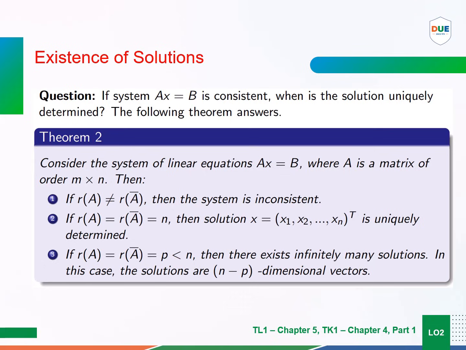Second, if the two ranks are equal and also equal to the number of unknowns n, then the system has a unique solution. Third, if the two ranks are equal to some number p but p is less than n, then the system has infinitely many solutions. In this case, there are n minus p free variables. So, the key comparison is, compare the two ranks first, and then compare their common value with the number of unknown variables.